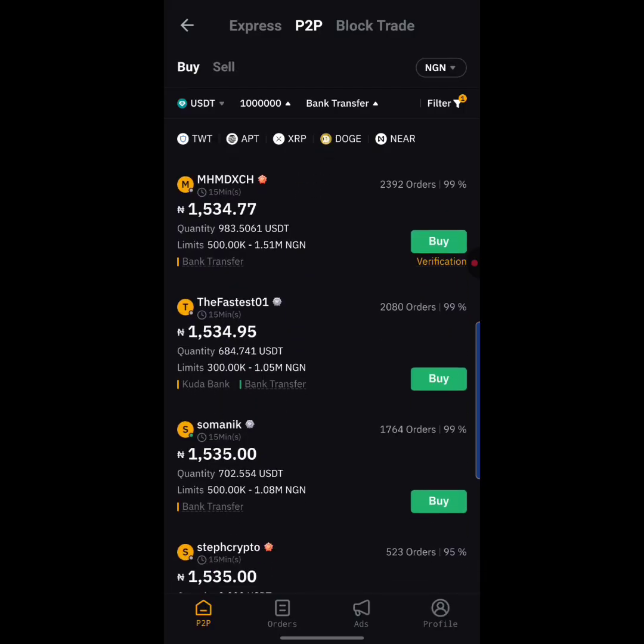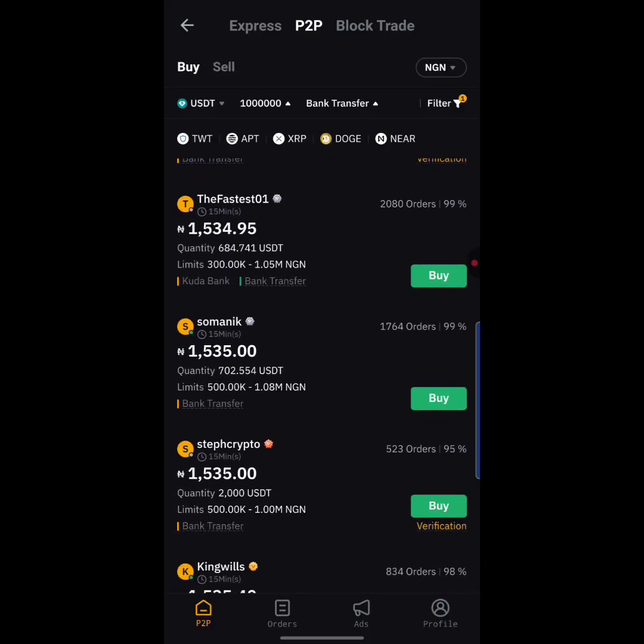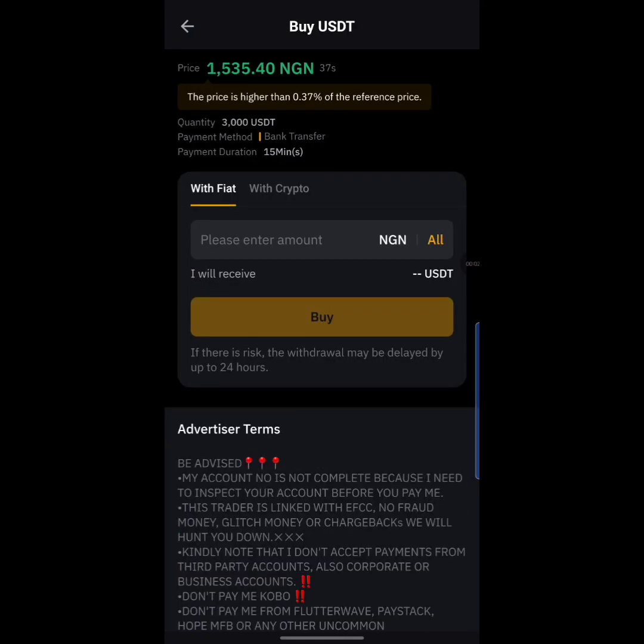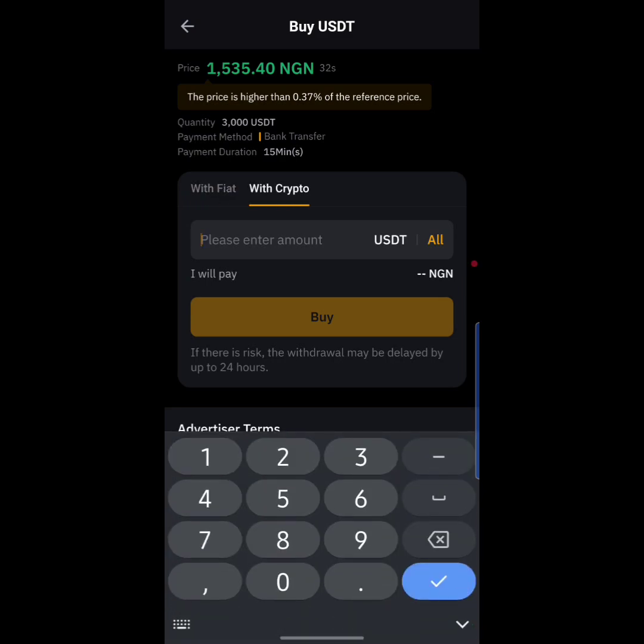As you can see, all these are traders who are willing to sell USDT to you. This guy has a 99% score and has done over 1,764 orders. This is his quantity here, 702.554 USDT. I'm going to hit on buy, guys. Over here that says with crypto, I'm going to hit on with crypto and just input 1,000 USDT. So this is it. As you can see, 1,000 USDT is going to give us 1,535,400 naira. Make sure you take note of this, guys.